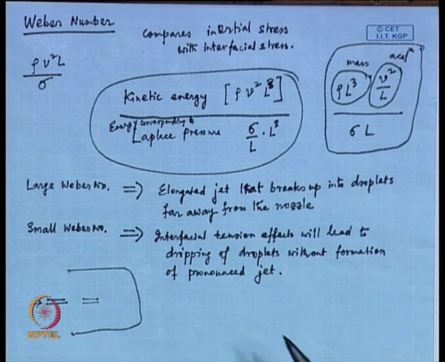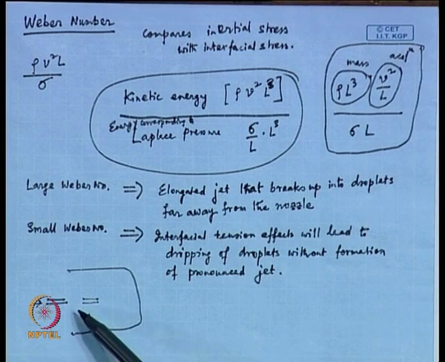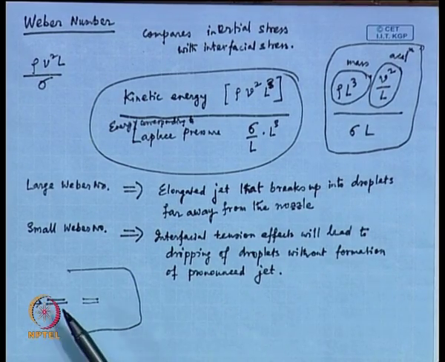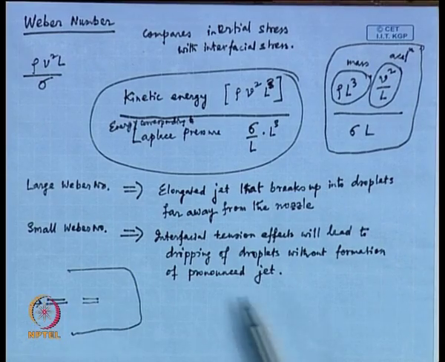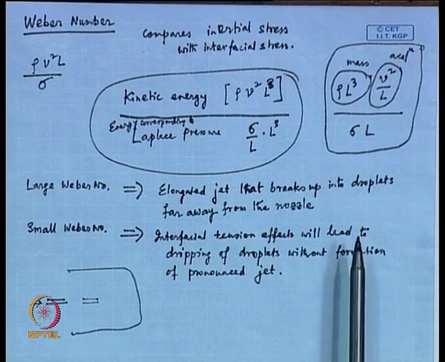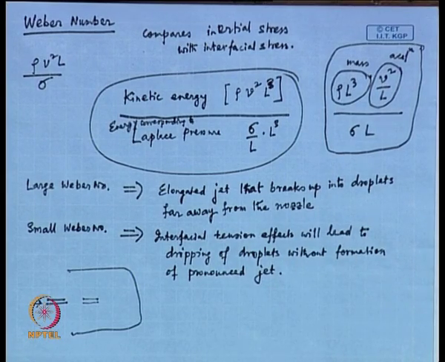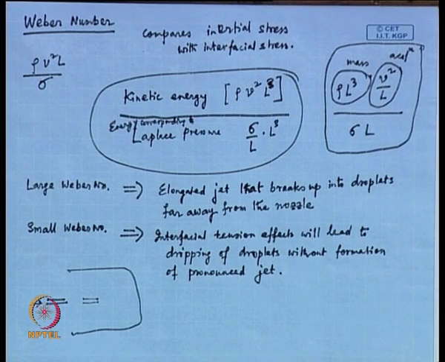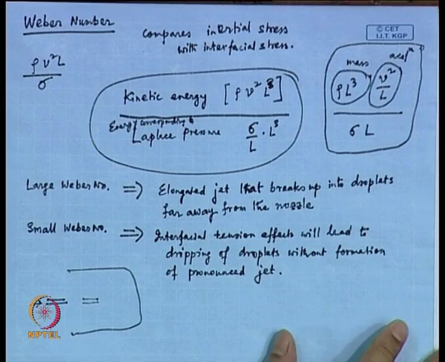Now, where it breaks, whether it breaks immediately next to the nozzle, where the nozzle enters into the pool, or whether it will drip from the nozzle, or it will go and break far away from the nozzle, that effect can be found out from this dimensionless number. Here I am just briefly mentioning the significance of these dimensionless numbers.